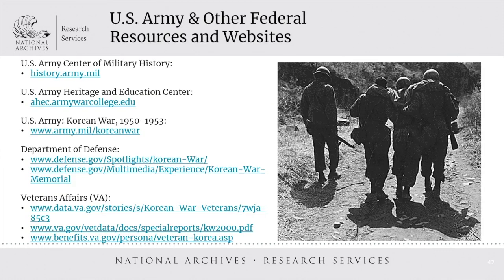You may even want to check out some resources outside of NARA. The Army, the Department of Defense, and the VA are just a few federal organizations that might have some useful information. The Army Center of Military History, for example, has a number of online resources related to the lineage and honors for individual units, and the Army Heritage and Education Center has a large collection of published unit histories.